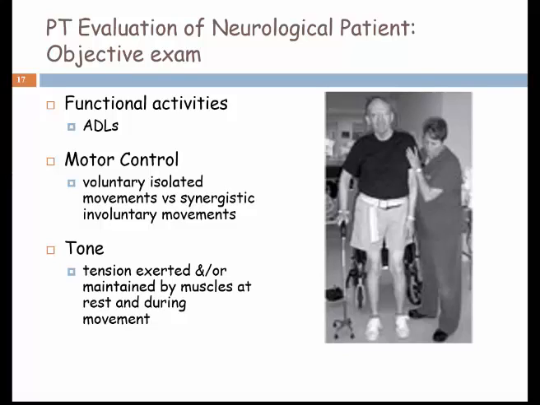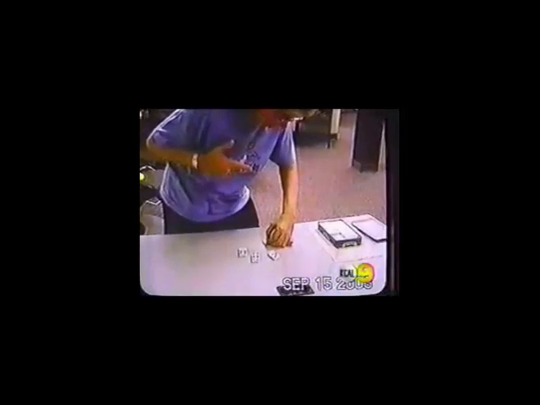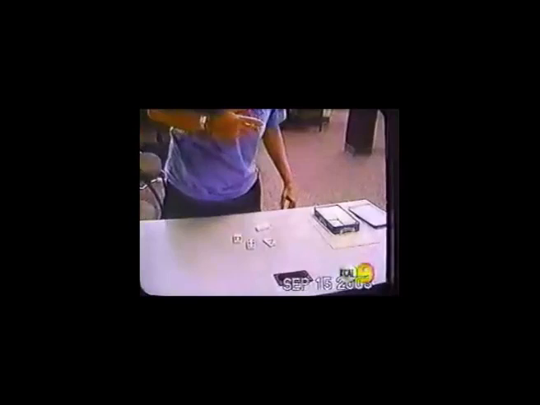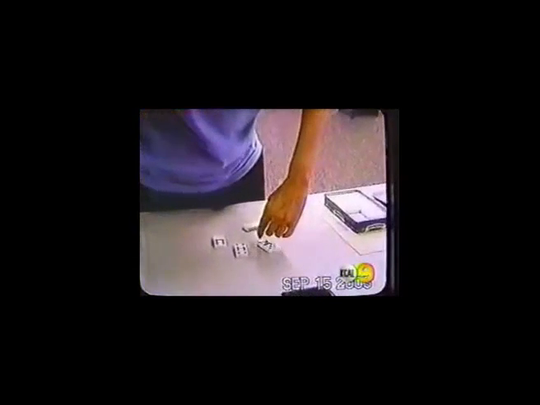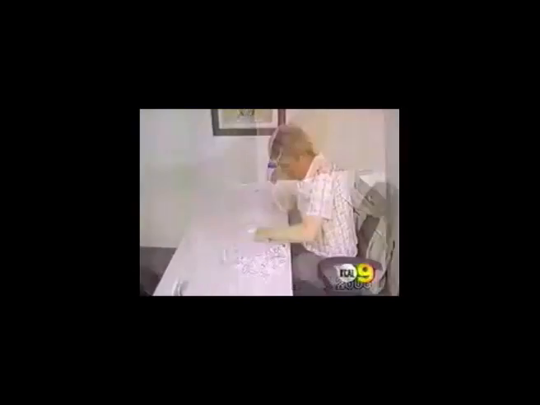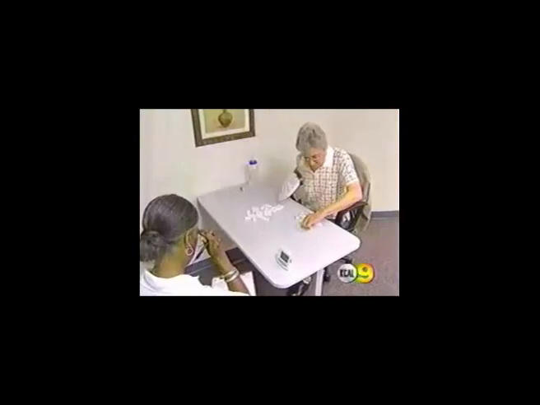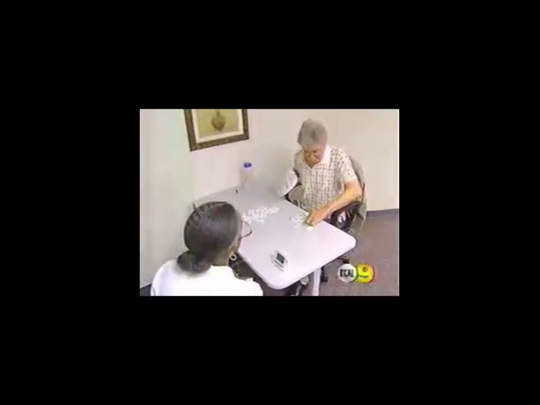With some neurological conditions, patients are unable to do this. Instead, they may have uncoordinated motions with little fine motor control or ability to isolate motions. These are referred to as synergistic involuntary movements. Here you see an example of a synergistic involuntary movement as this woman attempts to pick up dominoes. As you can see, she has difficulty grasping the object and her shoulder and elbow motions are uncoordinated. Watch as her elbow bends, her shoulder elevates.